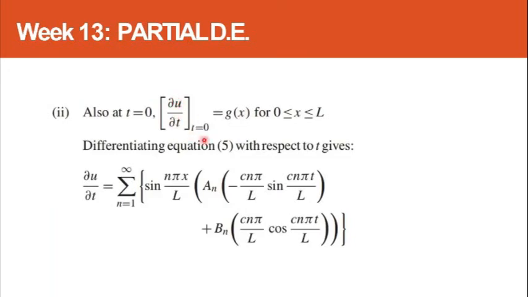Again, our t is equal to 0, for the range of 0 to L. And to get the value of this, we differentiate equation 5 with respect to t. When we differentiate it, we only take the first derivative based on our equation 5.